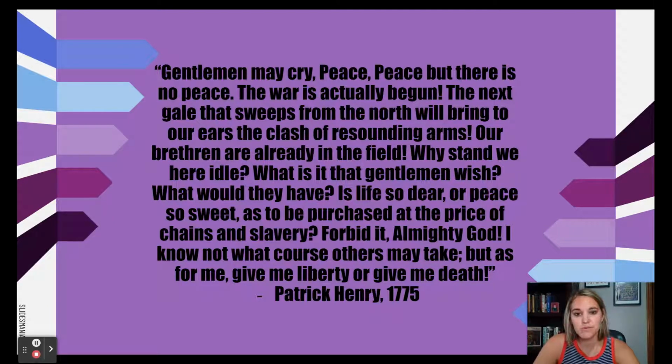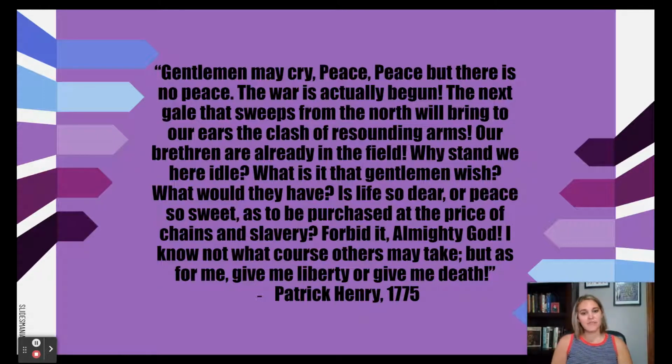The next gale that sweeps from the north will bring to our ears the clash of resounding arms. Our brethren are already in the field. Why stand we here idle? What is it that gentlemen wish? What would they have? Is life so dear or peace so sweet as to be purchased at the price of chains and slavery? Forbid it, Almighty God. I know not what course others may take, but as for me, give me liberty or give me death.